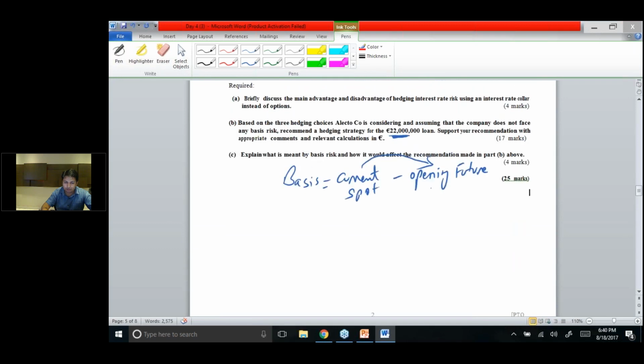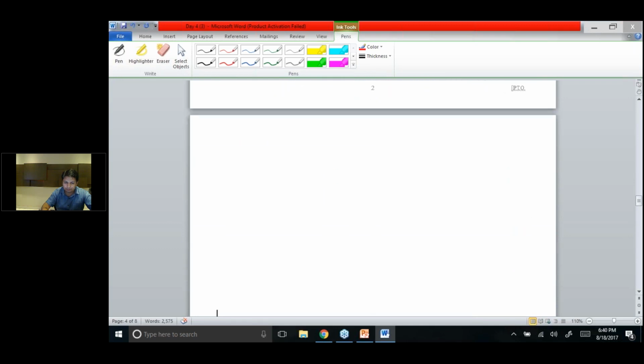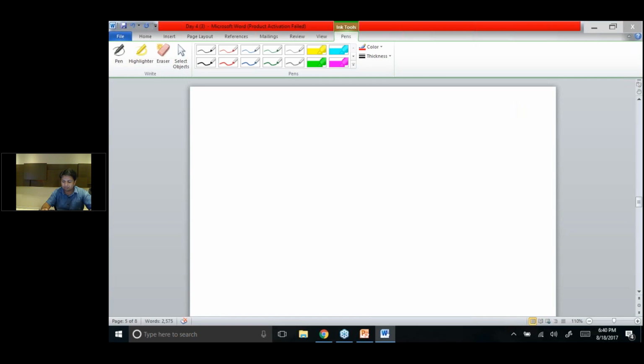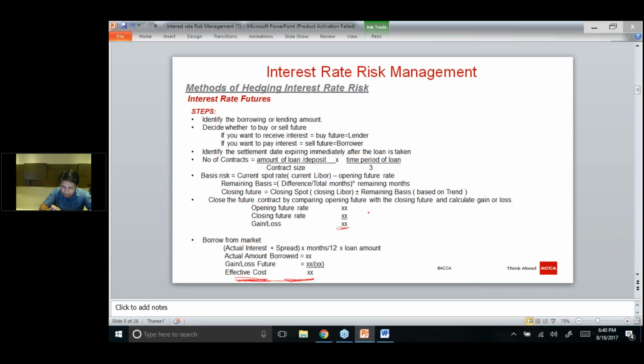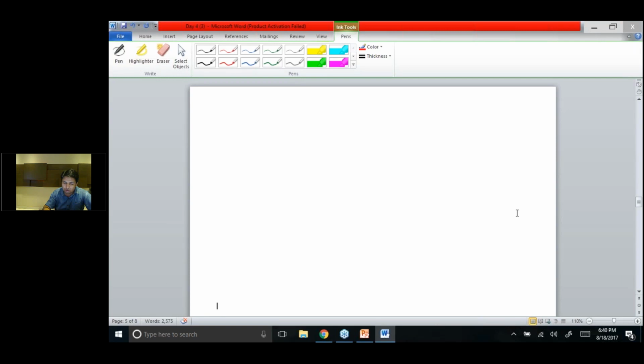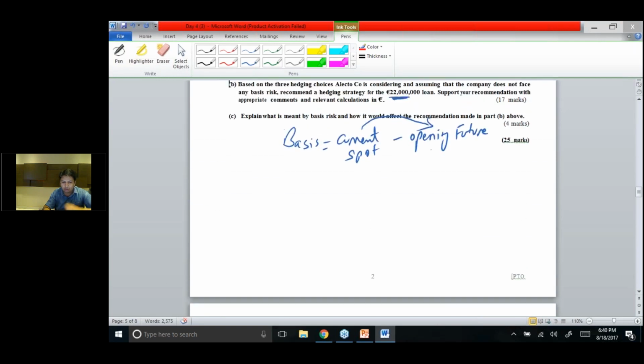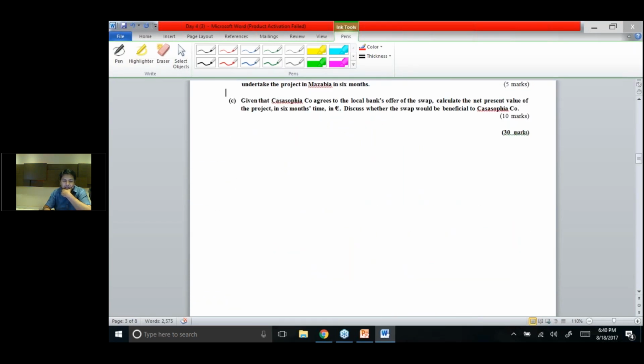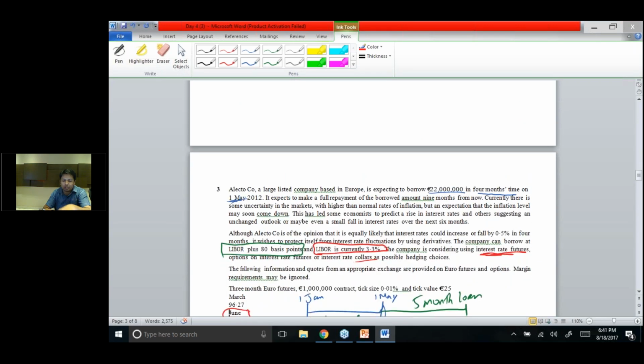How are we going to solve it? Okay, we will solve here. Open this slide in front of you and we will exactly match these steps in this Word file. Okay, the first step is identify the borrowing or lending amount. So we will go back to the question, and the exact amount is 22 million.